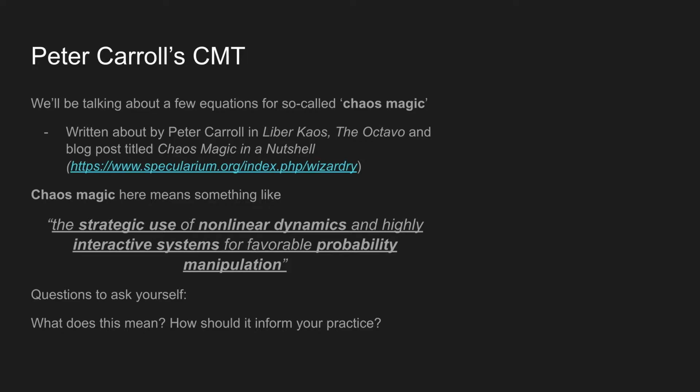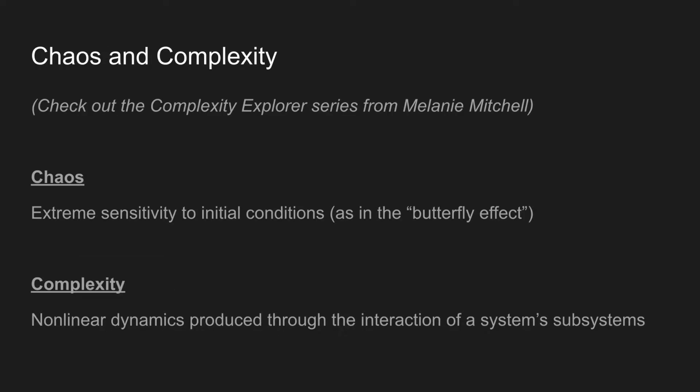And so he gets into just the basics of spell casting basically, and he puts it into some formalized equations, which I think is fascinating. So when I talk about chaos magic, though, basically what I mean is the strategic use of nonlinear dynamics and highly interactive systems for favorable probability manipulation. That's kind of a mouthful, and I'll break down what I mean by that. But throughout this video, the questions I would ask yourself are basically, what does this mean, and how should it inform your practice? So let's talk about chaos and complexity.